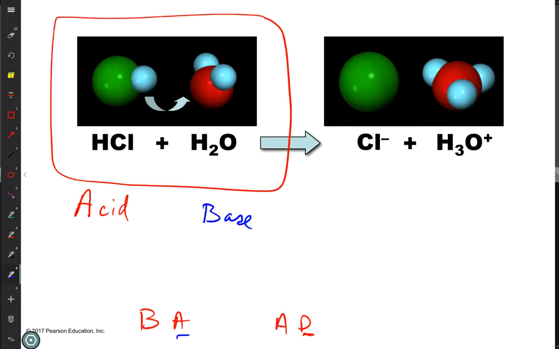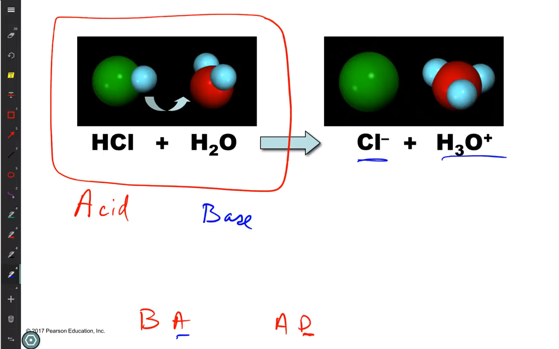And so that's what happened here. The chlorine kept the electron, so now it's a Cl minus. And then the proton came over and we had hydronium, H3O plus. It's a plus because it didn't get the electron that came with the hydrogen, it just got the hydrogen.